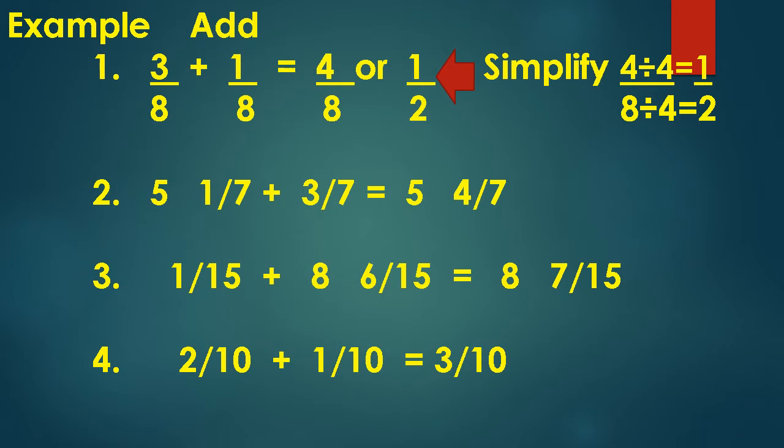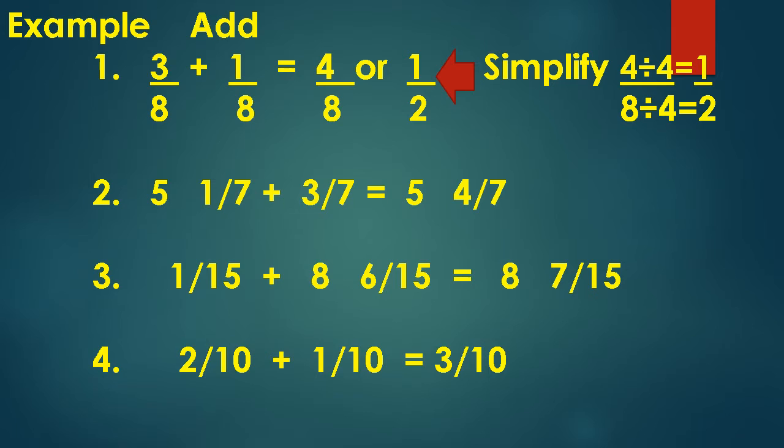Example, add. Number 1, 3/8 plus 1/8 is equal to, we are going to add the numerators. 3 plus 1 is equal to 4. Then, copy the denominator 8. So, the answer is 4/8.